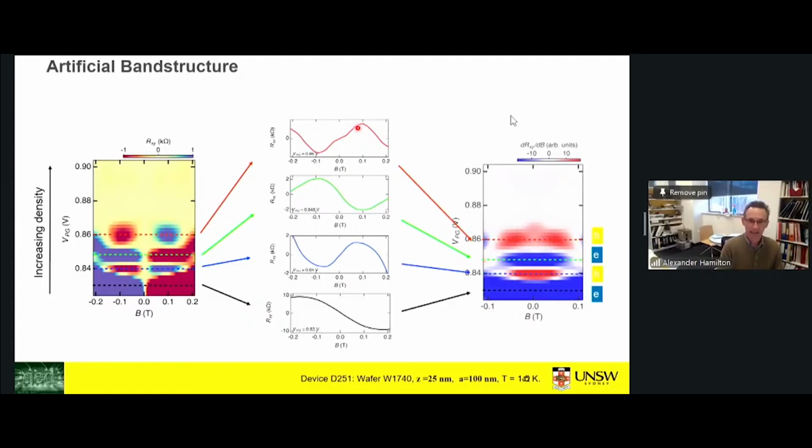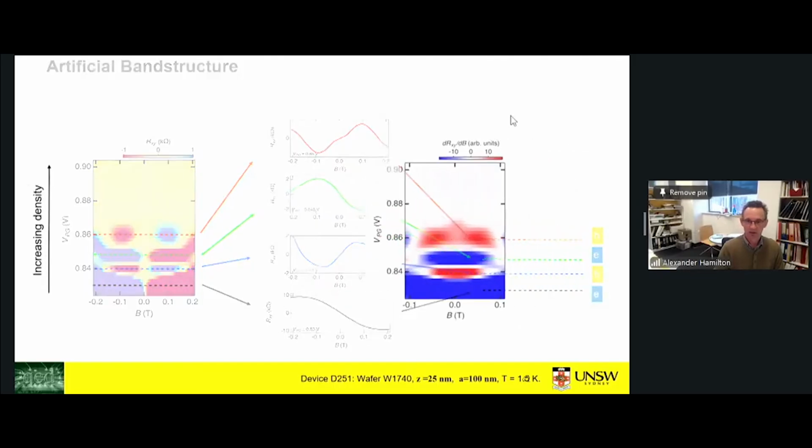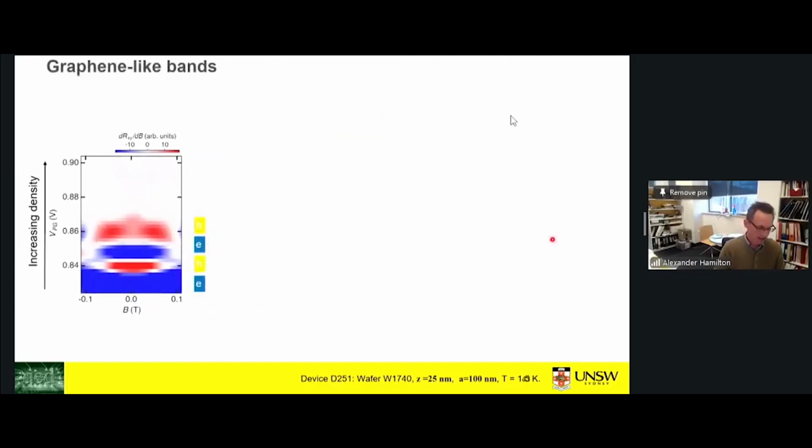So since it's the slope of the Hall voltage that matters, I change my color map to show not what the Hall voltage is, but the slope of the Hall voltage. And then you can see those four transitions from electron to hole to electron to hole as blue, red, blue, red. So that's what happens as we increase the carrier density.